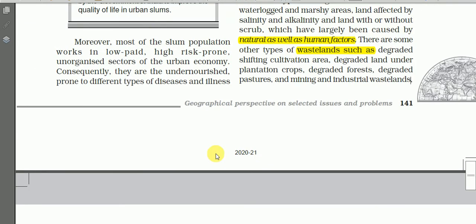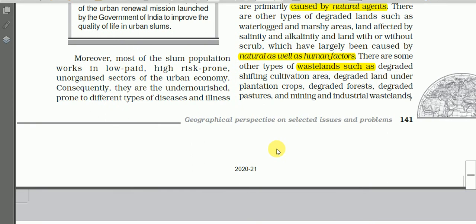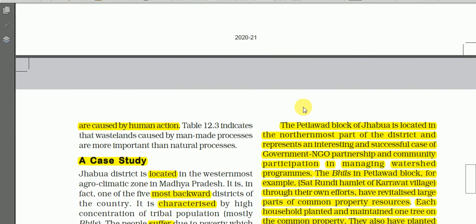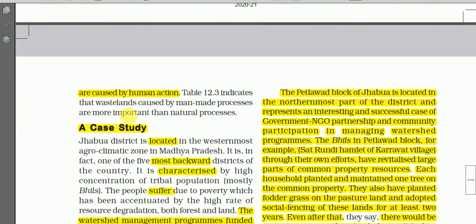So this type of degraded land is caused by human action, that is degraded land by shifting cultivation, degraded land by plantation activities, meaning plantation agriculture, then degraded forest, then degraded pasture due to overgrazing, then mining and industrial wastelands. All these are caused by human action.